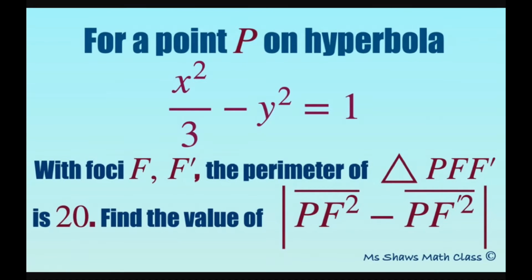For a point P on the hyperbola x squared divided by 3 minus y squared equals 1, with foci F and F prime, the perimeter of triangle PFF prime is 20. We're going to find the absolute value of PF squared minus PF prime squared. All right, so let's look and see what we have.